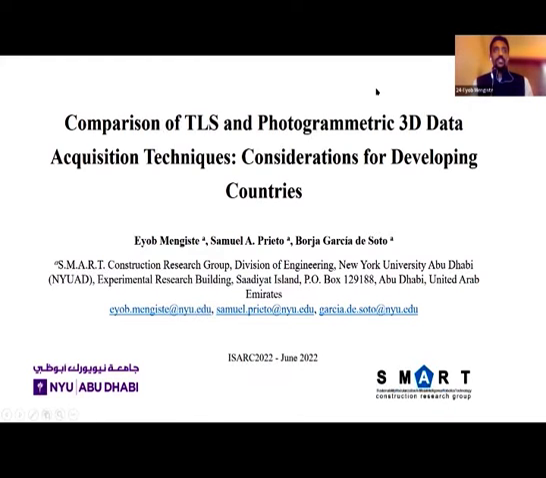My name is Eyob Mengiste. I am from New York University in Abu Dhabi's Smart Construction Research Group. I'm going to present our research work titled Comparison of Terrestrial Laser Scanners and Photogrammetric 3D Data Acquisition Techniques for Considerations of the Developing Countries. This is a short paper, and we meant to present it as a poster. However, since there are no poster sessions in this conference, we are presenting it in person here.